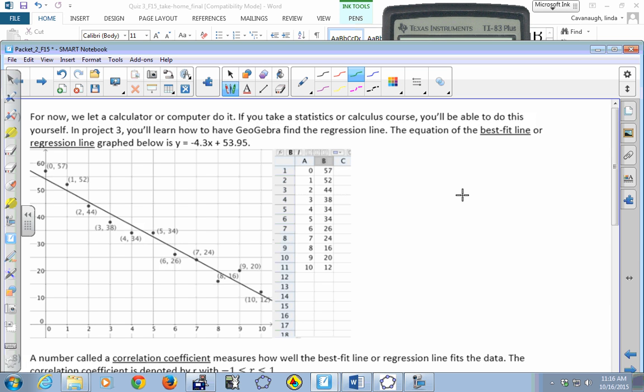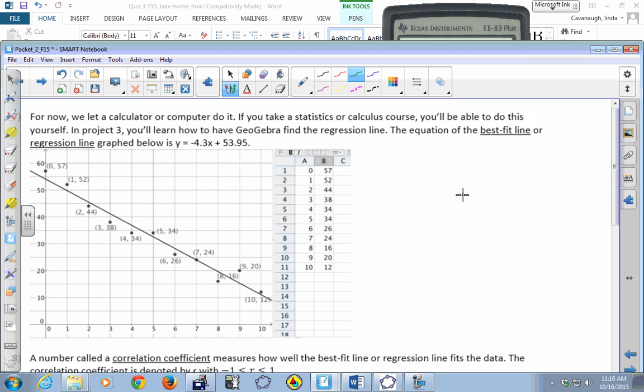In fact, when I was in college studying statistics, we never had graphing calculators, so we had to go through all of the calculations by brute force to come up with what your calculator is going to give you instantly, or GeoGebra is going to give you. So in Project 3, you're going to see how to use GeoGebra. I can show you as well. It's much quicker with GeoGebra than the graphing calculator. The equation of the best fit line or the regression line is graphed below.